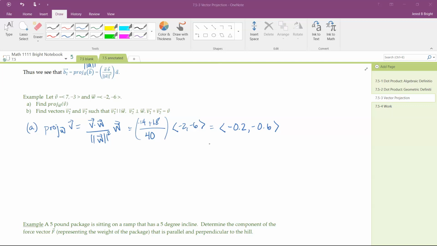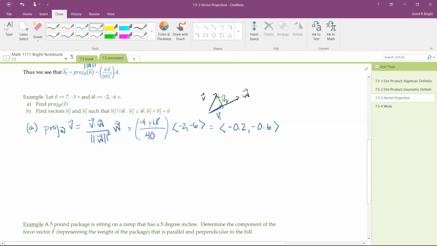Now, for part B, it says find vectors v1 and v2 such that v1 is parallel to w and v2 is perpendicular. Okay, so parallel and perpendicular respectively, and we want the two to sum to v. So that idea is very similar to what I drew above. If you can imagine, I'm not going to draw this to scale necessarily, but we have vector w that we're projecting along, and here's vector v, right? What I want to do is find a vector v1 that is parallel to vector w, right? And then I want to find a second vector that is perpendicular to w, but when I add the two, I get to the same spot as v.